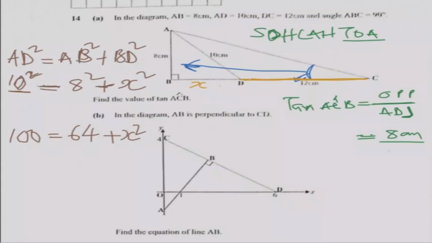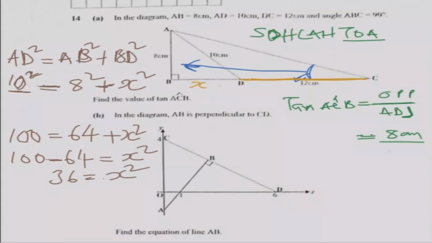So what we can do is we put like terms together. So we have got 100, then 64 will cross the equals sign and become minus. 100 minus 64 is equal to x squared. Then we find the difference. 100 minus 64 will give us 36, which is equal to x squared. Please, this should be x squared.